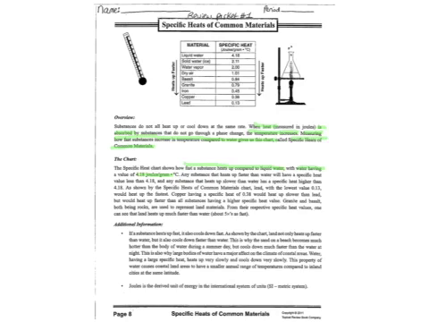Any substance that heats up faster than water will have a specific heat value less than 4.18. And any substance that heats up slower than water has a specific heat higher than 4.18.